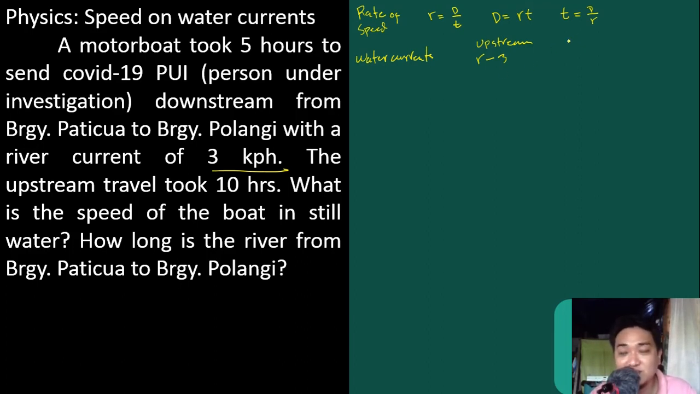Paano naman pagka downstream? O yung kabaliktaran naman. Pagka downstream naman, imbis na bawasan natin, dadagdagan natin. So yung rate ng bangka in normal water plus the rate nung tubig. That is, again, the rate of river current is 3 kilometers per hour or 3 kph. Ayan. So, I think kompleto na yung concept natin sa science.